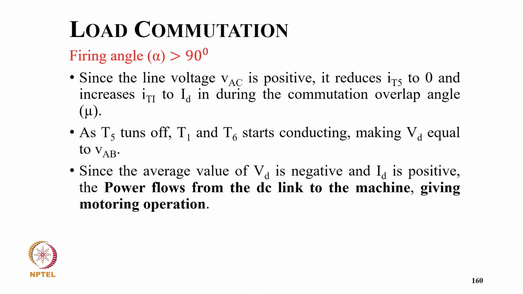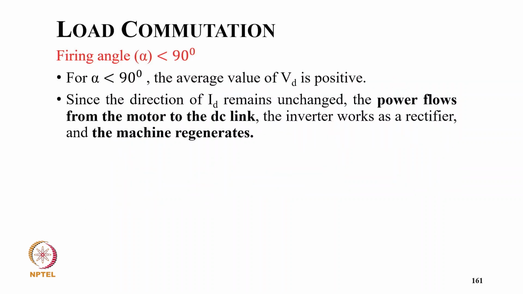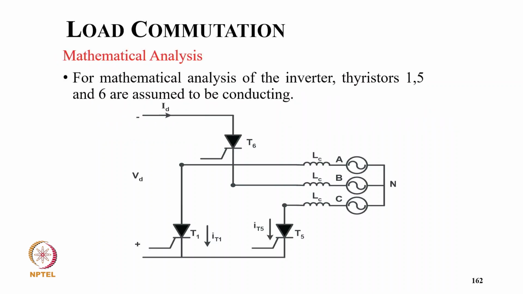Since the line voltage VSC is positive, it reduces IT5 to 0 and increases IT1 to ID during the commutation overlap angle, and at T5 turn-off, T1 and T6 start conducting, making VD equal to VAB. Since the average value of VD is negative and ID is positive, the power flows from the DC link to the machine, giving motoring operation. For alpha less than 90 degrees, the average value of VD is positive. Since the direction of ID remains unchanged, the power flows from the motor to the DC link, the inverter works as a rectifier, and the machine regenerates.